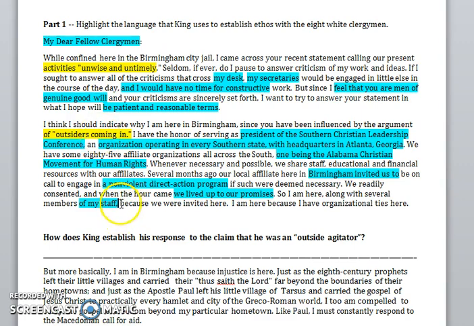He says, because we were invited here. Here's my credibility. Here's why I'm here. He says, I am here because I have organizational ties here. I didn't just come on down uninvited to stir up trouble. I wasn't an outsider coming in. I came in because I was invited.